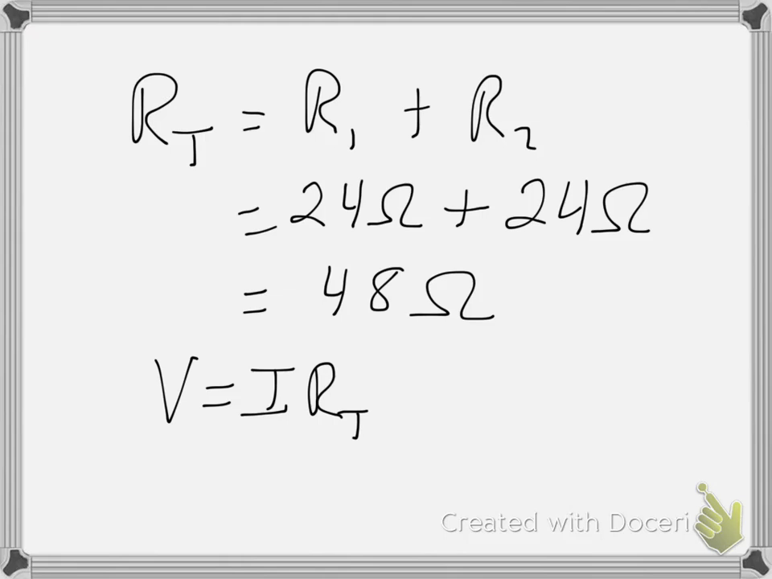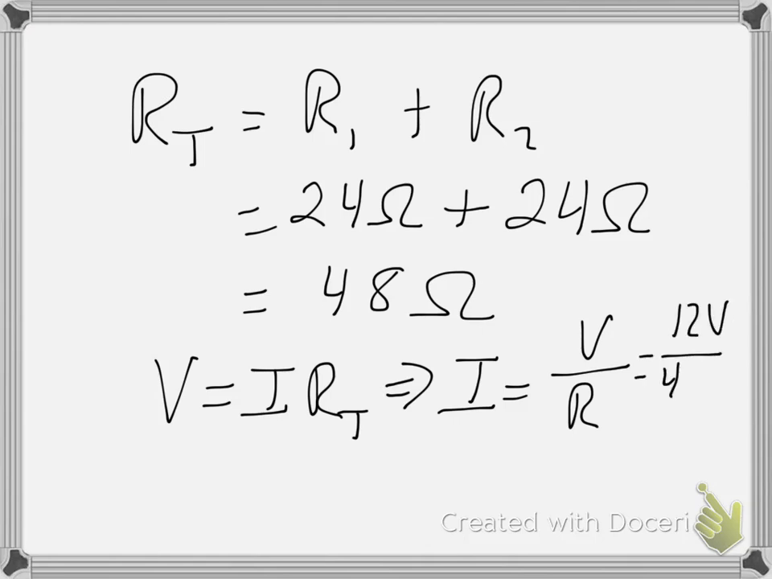And when we only have one voltage source, then your battery is just your total voltage. All right. So how do we solve this? Well, remember that we solved this last time. We said our current, if I divide both sides by R, is just going to be V over R, and that gives me 12 volts divided by 48 ohms, and that happens to be 0.25. So this is going to be 0.25 amps, or a quarter of an amp.